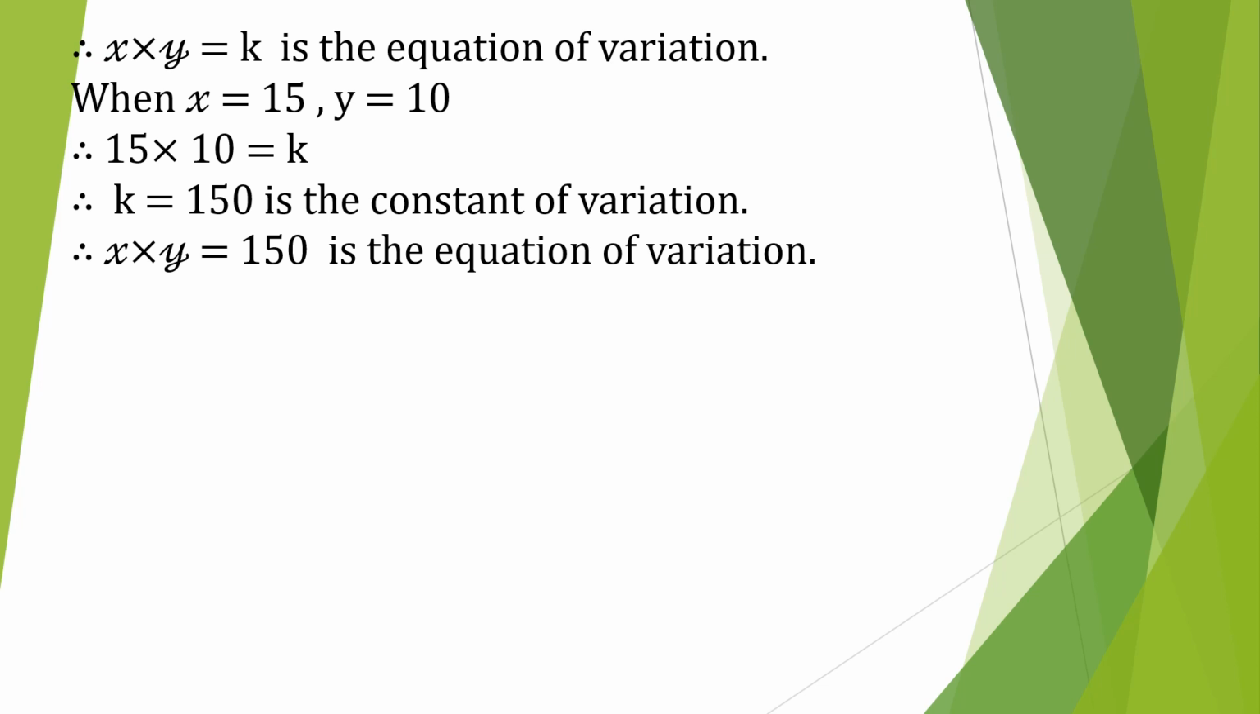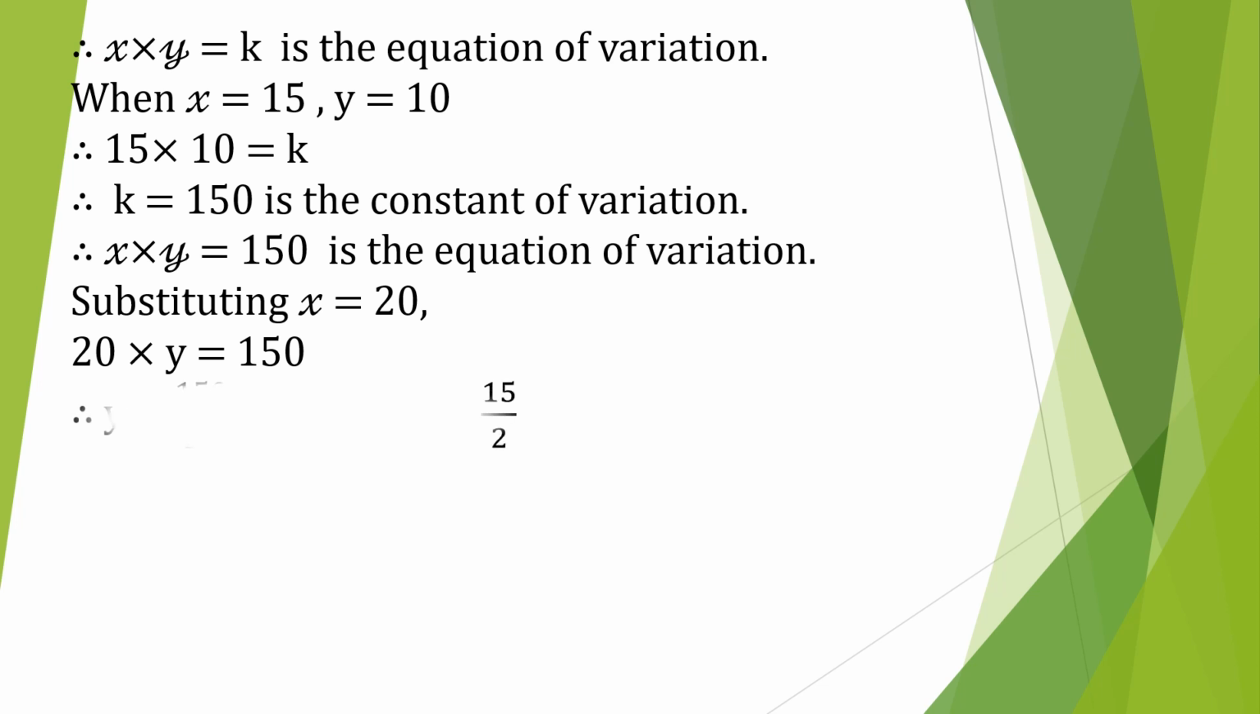Okay, now students, by using this equation of variation, you can find the value of y when x equal to 20. So substituting x equal to 20, it will become 20 into y equal to 150. Therefore, next step, y is equal to 150 upon this 20 will come to right hand side. So it will become divide 20. Now student, you can cancel the 0, last digit, this 0 will cancel from here. So what remains? Therefore y is equal to 15 upon 2.